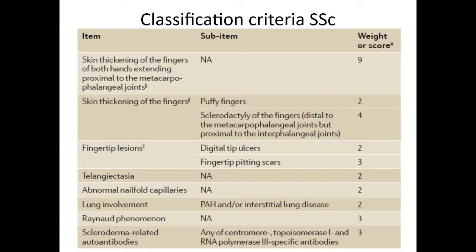So if the patient has skin thickening that cannot be better explained by any other medical condition, then it can be classified as systemic sclerosis. When it is just distal to the MCP joints, then we should consider other involvement, like fingertip lesions, telangiectasia, abnormal nailfold capillaries, lung involvement, Raynaud's phenomenon, and the presence of scleroderma-associated antibodies. All of those need to be considered together to make a classification of scleroderma.